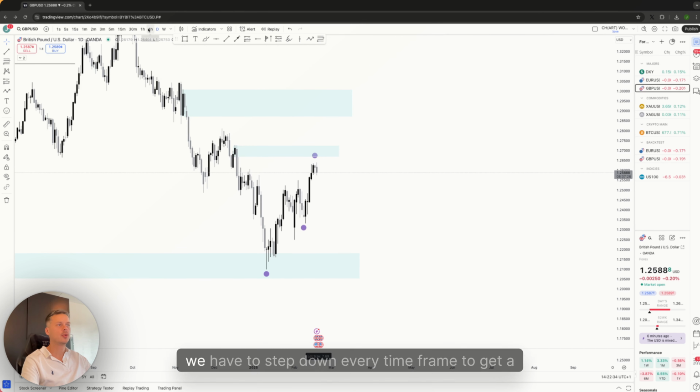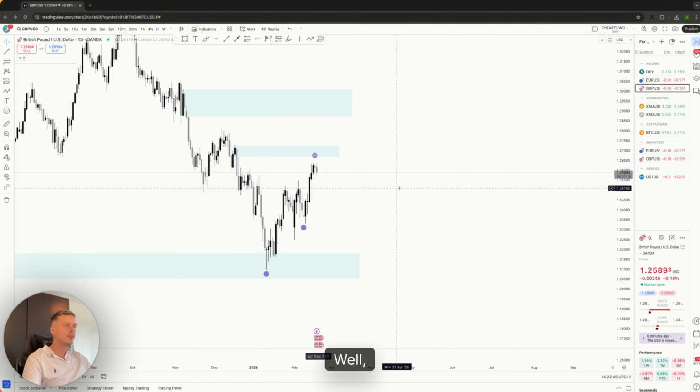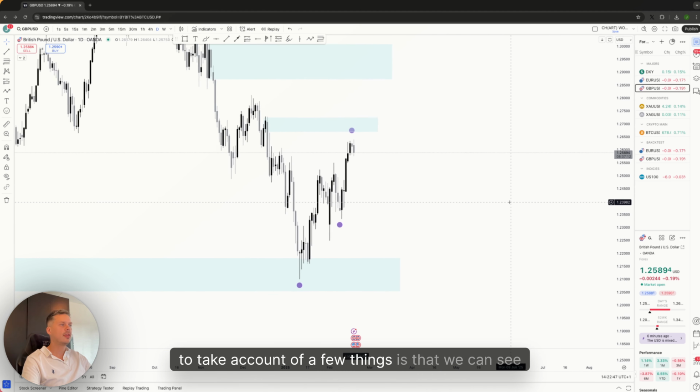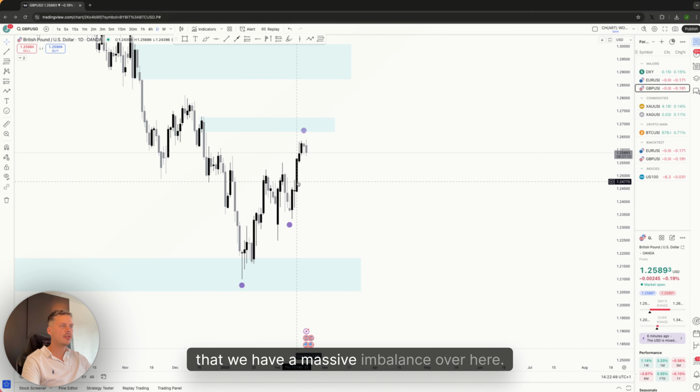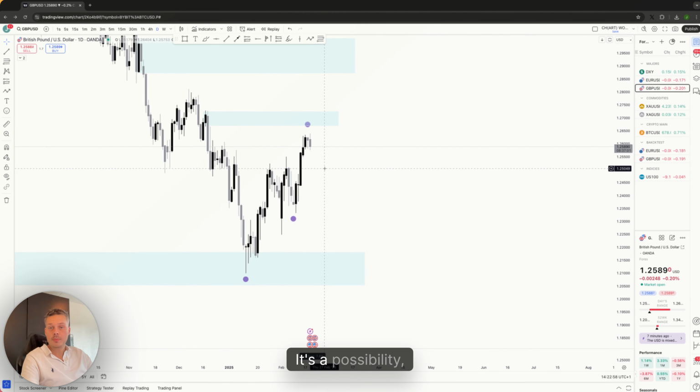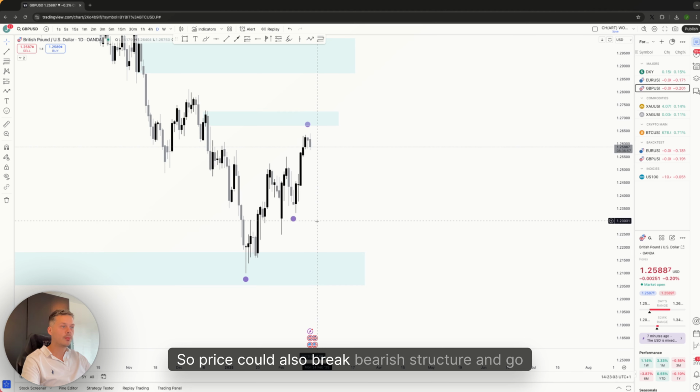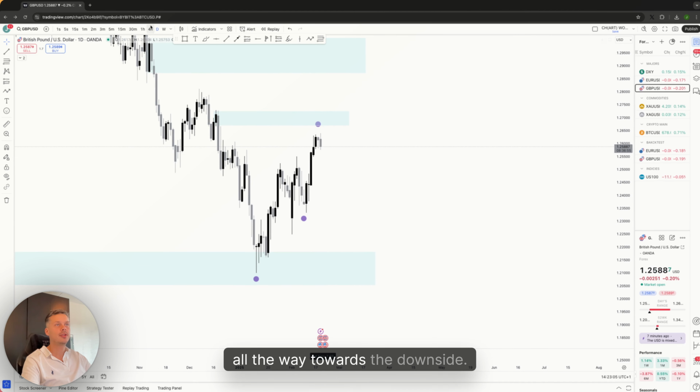And now let's identify what the 4-hour might be telling us, right? Because this is important. We have to step down every time frame to get a very good understanding of what price is telling us and what direction price wants to trade in. Well, we can see that we have a massive imbalance over here. So it could be logical for price to trade into this whole area and then make a new high. It's a possibility, it's never a certainty, right? Price could also break bearish structure and go all the way towards the downside.